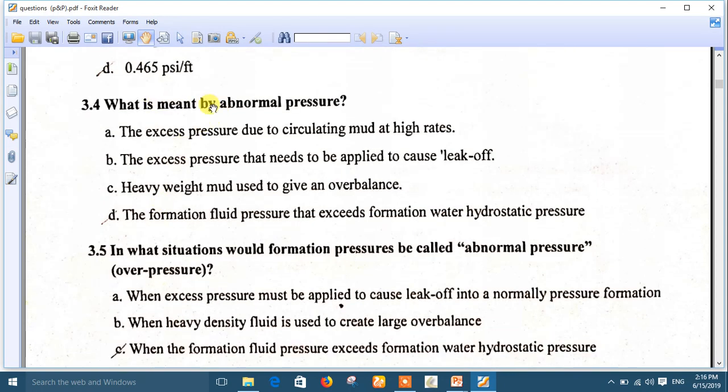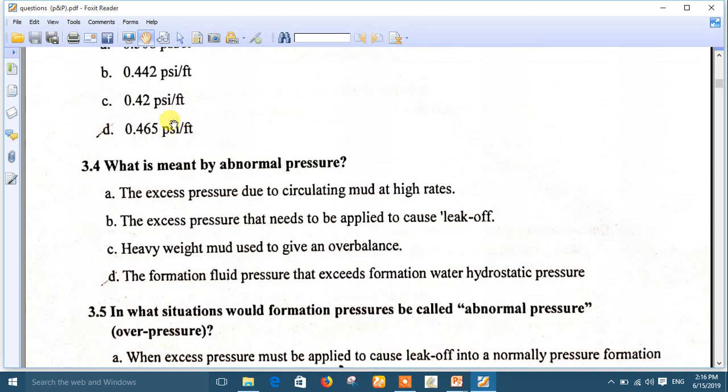What is meant by abnormal pressure? As I told you yesterday, the normal gradient is multiplied by the true vertical depth, so it gives you the pressure that it should be, which is the normal. But if it is more than that normal, it is abnormal. If it is less than this pressure, it is subnormal.